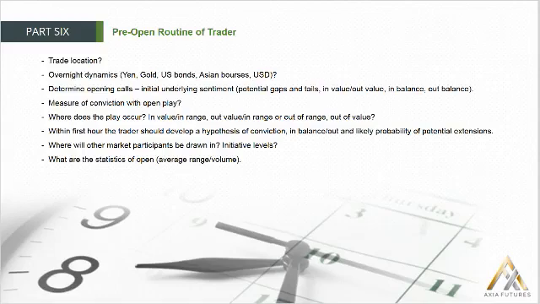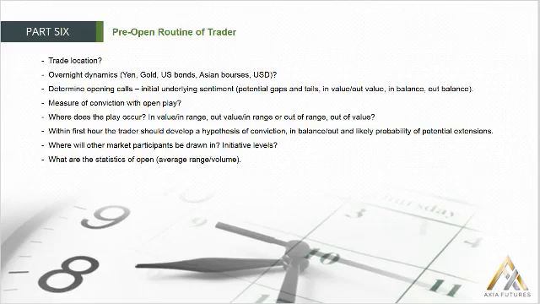Then we need to have a look at, once the market opens, how much conviction is there by watching the open play. So remember, we spoke about the 4 open plays, being the open drive, the open test drive, the open rejection reversal, and the auction open. Now, depending on which open it is, we can develop a level of conviction as well as a hypothesis for what may occur as the day progresses. Then, where does the open play occur? Is it in value? Is it in and out of range?